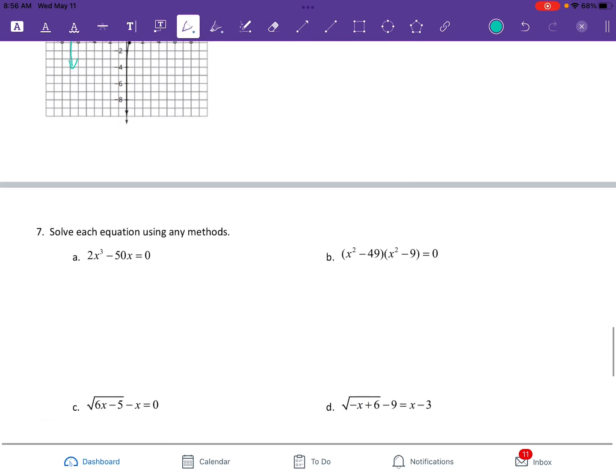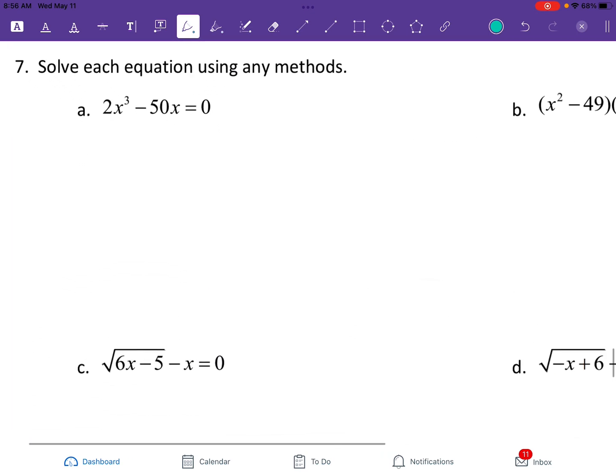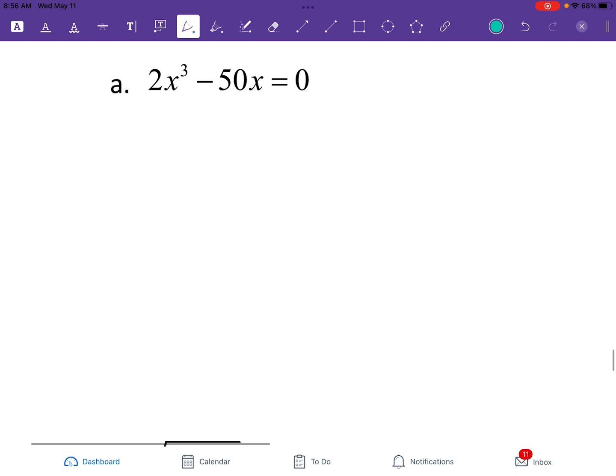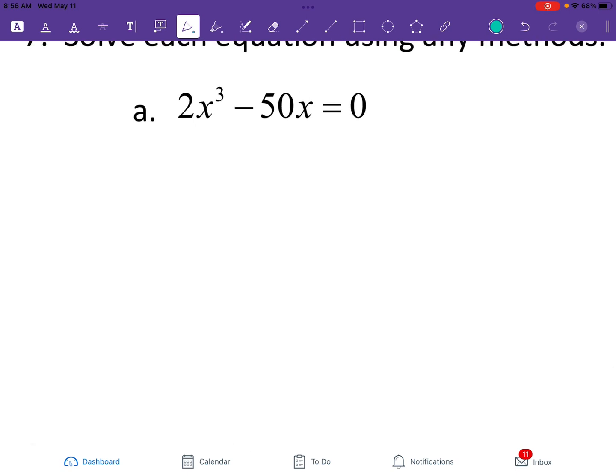Alrighty. Moving on. Ooh, solving equations. Love it. All right, so this harkens back to one of our first tests this semester. What we have here is a quadratic of some sort. We can take the greatest common factor of 2 and x out of both terms because they both have at least a 2 and an x. If we take a 2x out, we're left with x squared minus 25 equals 0.